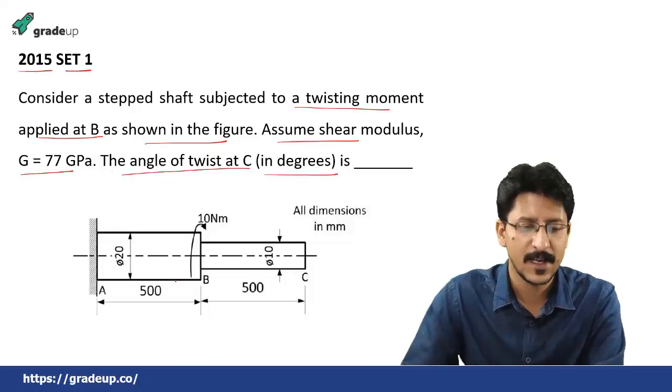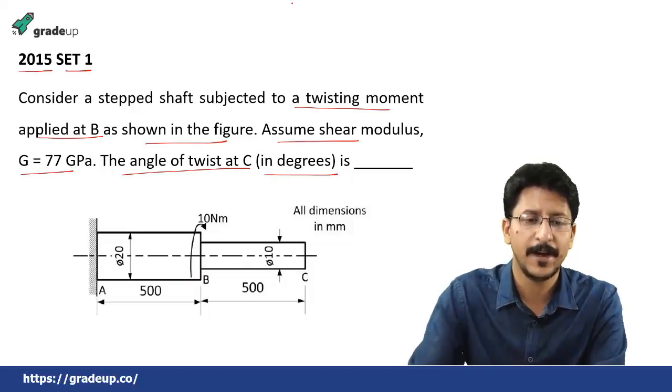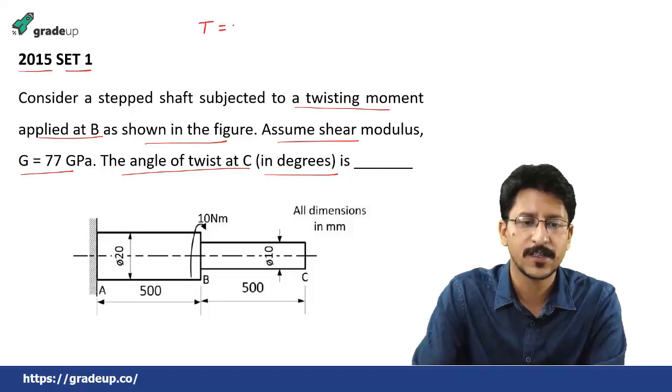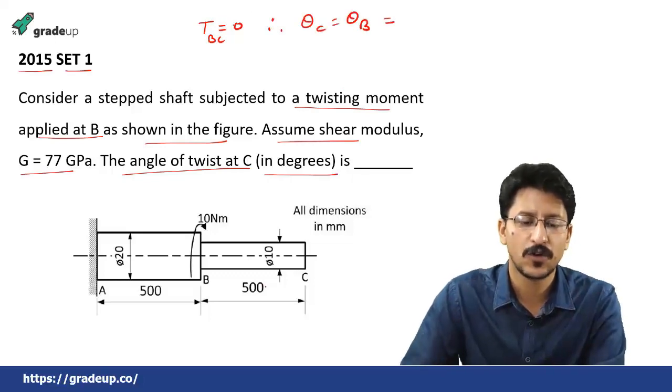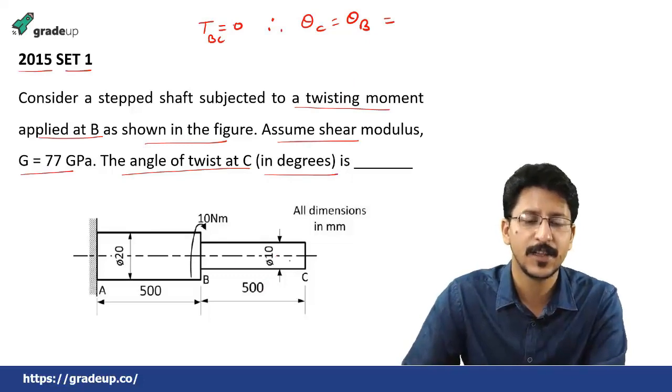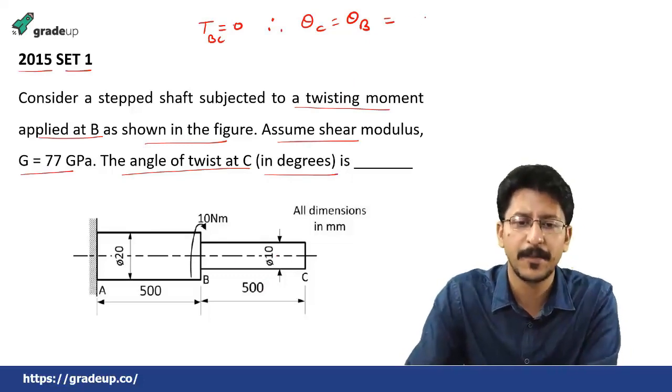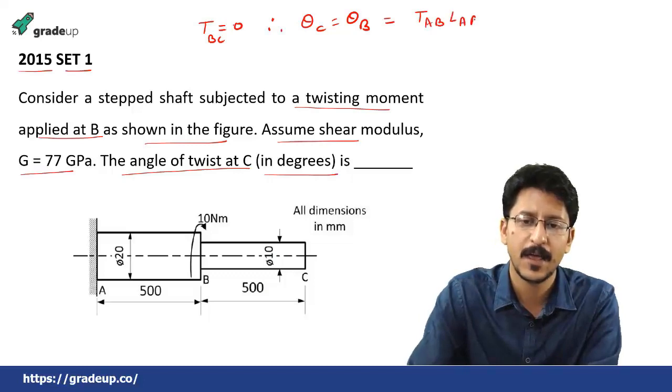So in this case, the torque is applied at the point B, and in the BC section there is no torque applied. So the torque for the section BC will be equal to 0. Therefore, theta C will be equal to theta B, because no torque has been applied in the section BC. So theta B will be equal to TAB LAB upon GAB JAB.